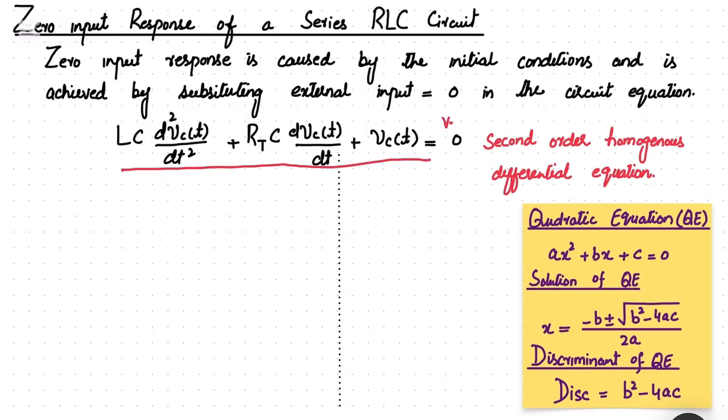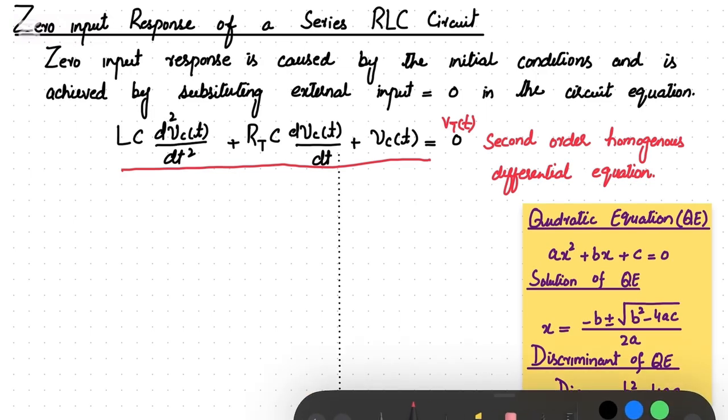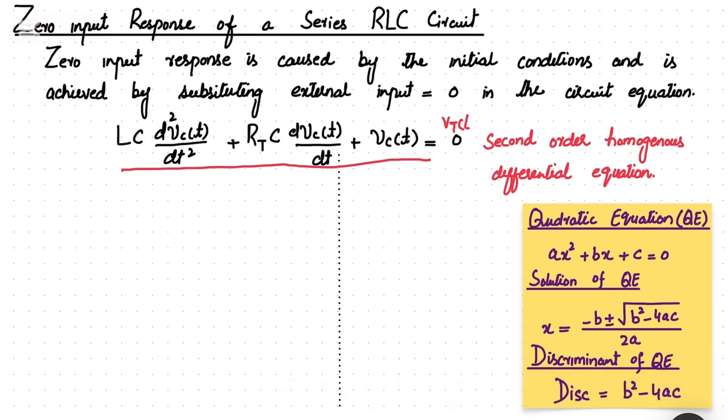This is the same equation, but on the right hand side we had the Thevenin voltage source Vt of t. We have replaced that Thevenin voltage source by 0 over here. Why 0? Because we are calculating the zero input response, and when we calculate the zero input response, we substitute the external input as 0.